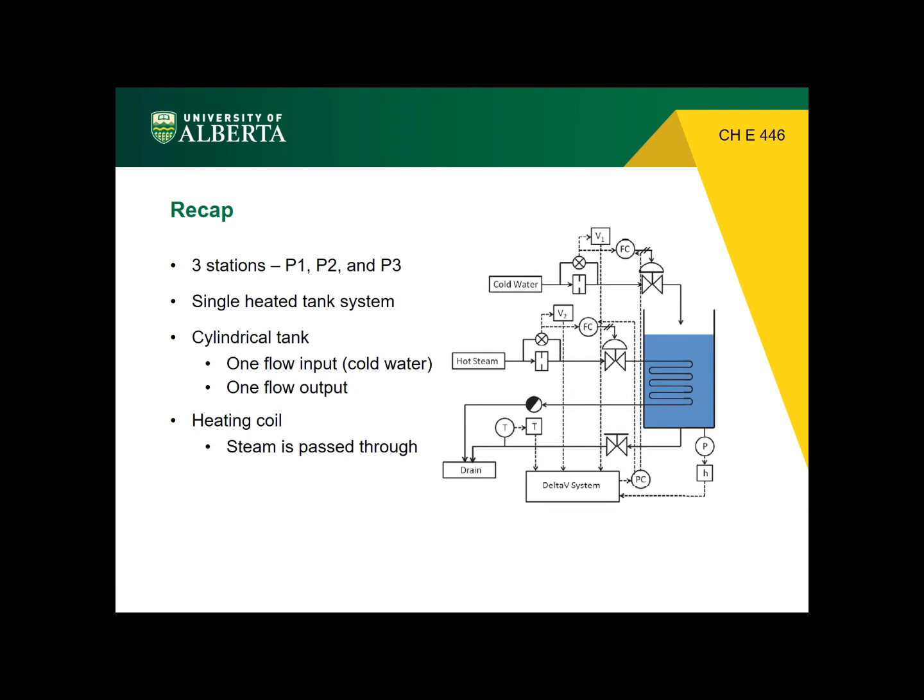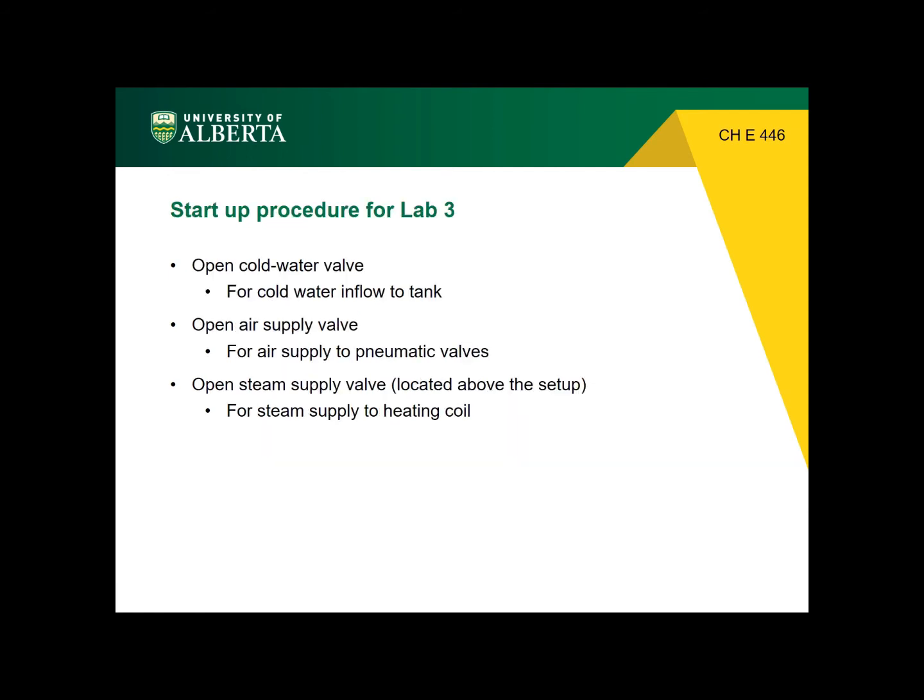If you read through the manual, you'll find that the steam flow rate would be the manipulated input, and the output variable would be the temperature of the liquid in the tank. We'll be giving step inputs of magnitude given in the manual, and then we'll measure the liquid's temperature in the tank, and then do the analysis on the data collected. Let's take a look at the startup procedure.